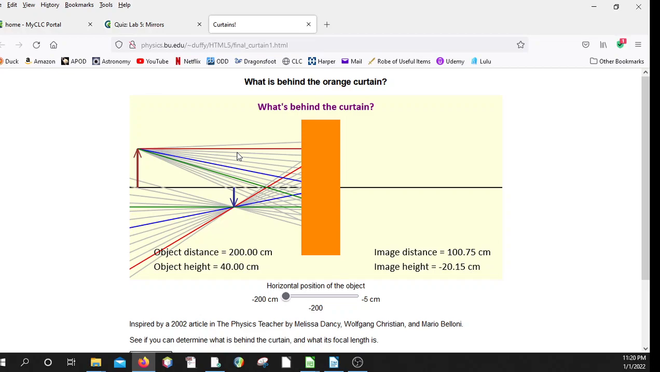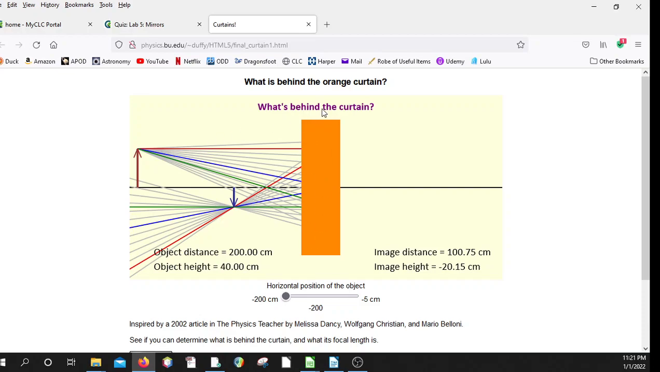Three of them are special. We've got these red, blue, and green rays, which are colored, and these aren't exactly the three special rays that we draw when we learn about ray diagrams. In particular, this blue one hits the center of the mirror, where the mirror and the principal axis meet up.